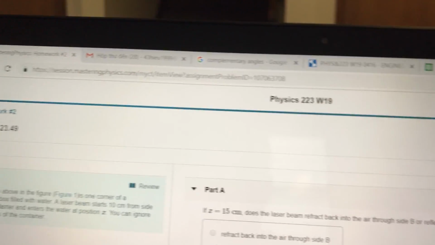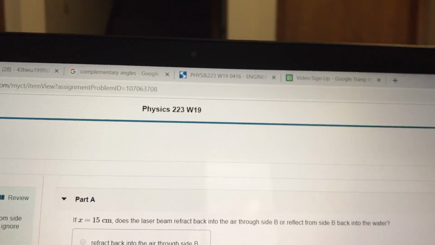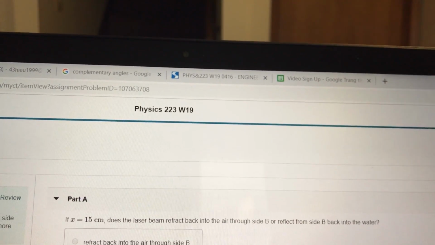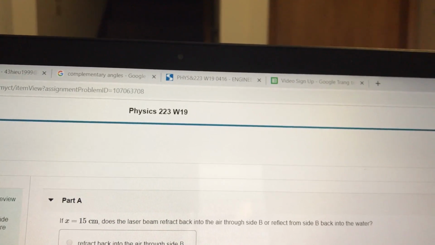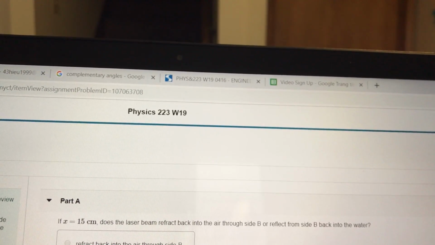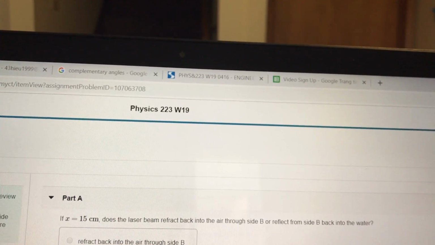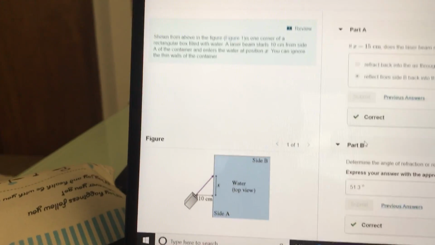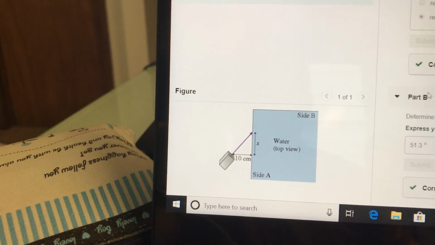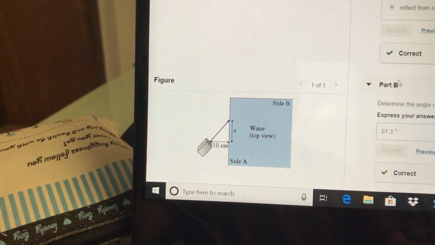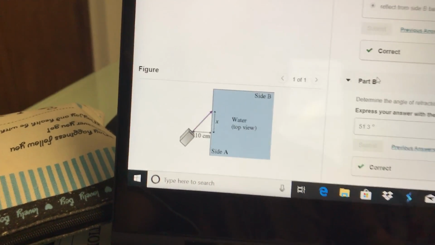The first question is, if X is 15 centimeters, does the laser beam refract back into the air through side B or reflect from side B back into the water? In order to answer that question, we need to draw this image into a diagram. Let's begin. First of all, we have side A. I will draw side A here and then side B.